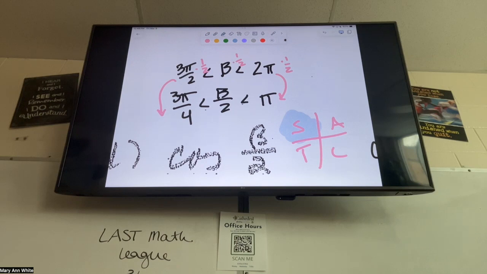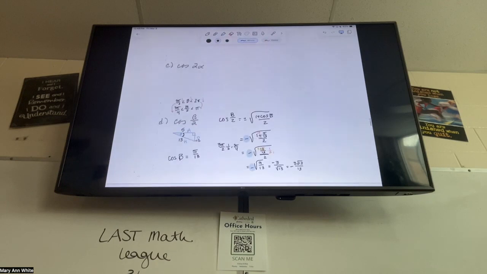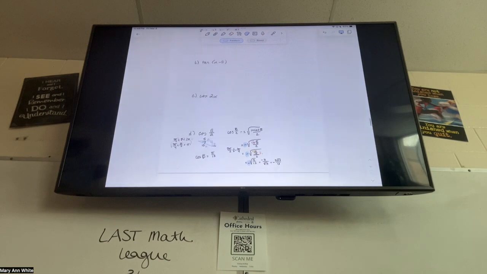I know that was a quick explanation, but we'll do a little bit more with that. So beta is in quadrant 4, but we're doing half of beta, so that's got to be somewhere in quadrant 2. So we multiplied everything by 1/2, or divided it by 2. That was my quick explanation of that. I want to keep going because we've got a few more of these to do. Okay, everyone okay with that?